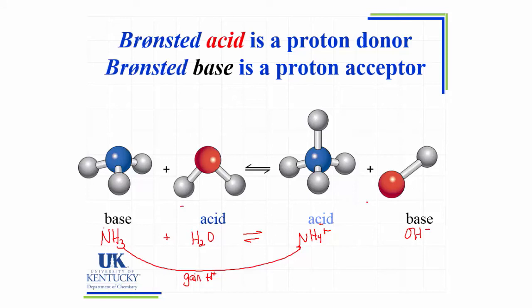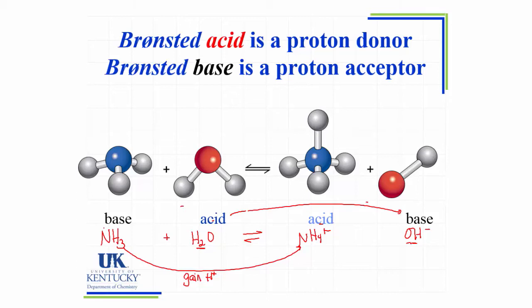The same argument can be made for our other acid and base pair, water and OH-. Water goes to OH-, and in order to do that, it has to donate a proton. It donated it to the NH3, and what we have left is OH-. So here, water is acting as an acid because it's willing to donate a proton. Over here, OH- is a base because it's now willing to accept a proton. If it accepts a proton, it will go back to H2O, our reactant.